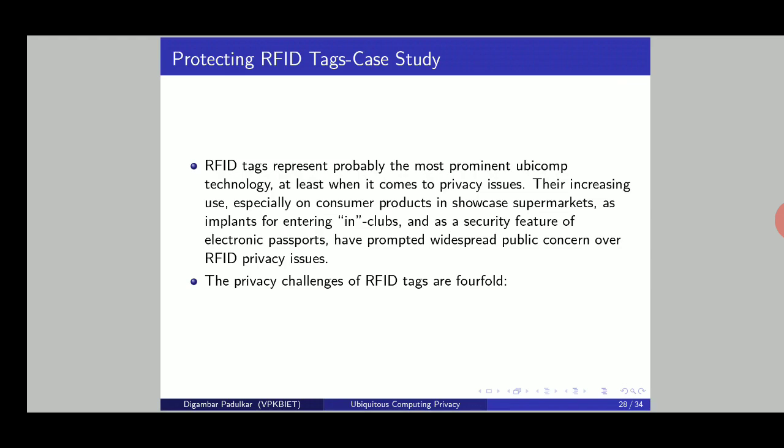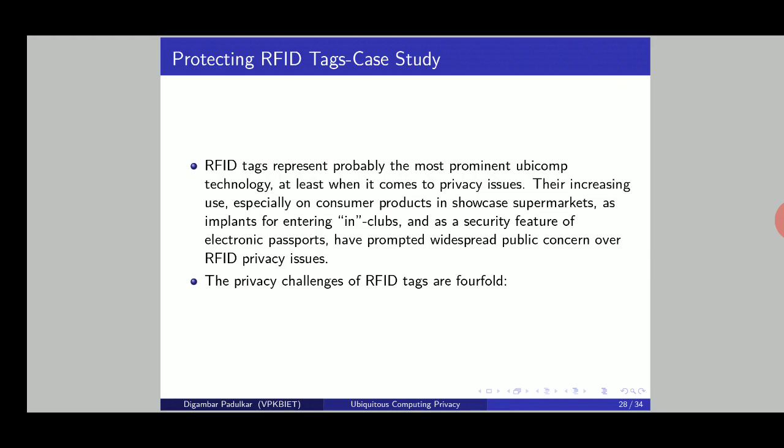RFID tags represent probably the most prominent Ubicomp technology, at least when it comes to privacy issues. Their increasing use, especially on consumer products, in supermarkets, as implants for entering clubs, and as a security feature of electronic passports, has promoted widespread public concern over RFID privacy issues.